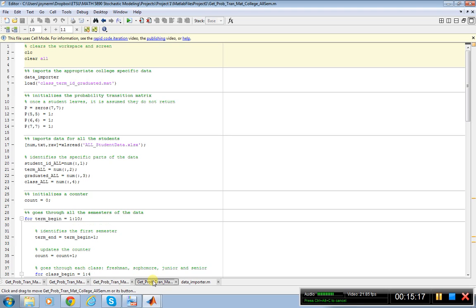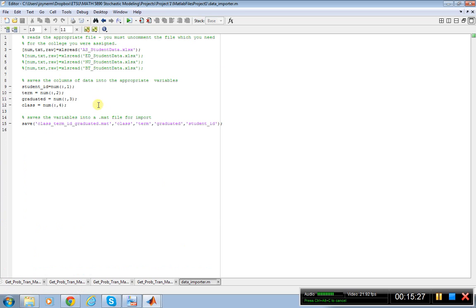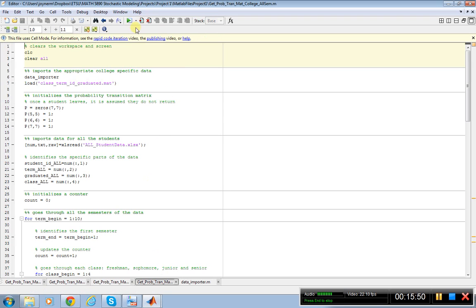The other thing that I have is for the particular college. Notice it uses this data importer. For the particular college, you have to uncomment whichever one of these you're supposed to be using. If you're supposed to be using AS, uncomment that one. If instead you're supposed to use the education one, uncomment that one, and then save it. The only one that you have to run is this one, so you can run this and get the output.